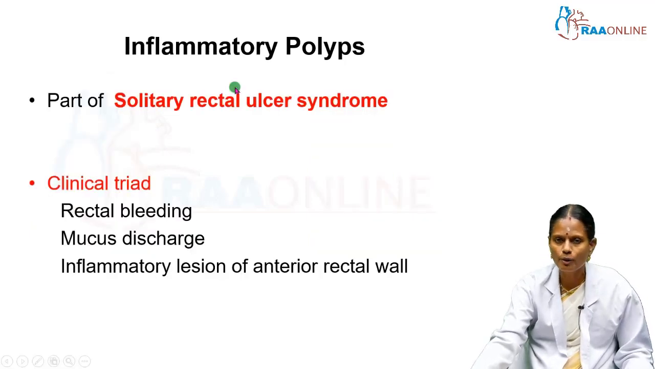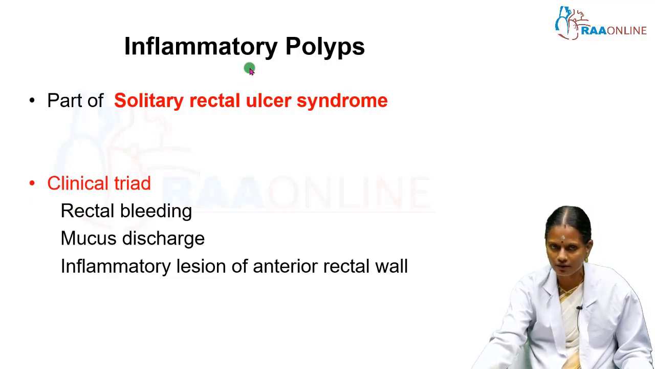The next type of non-neoplastic polyp is inflammatory polyps. They are common in the rectum. They are a part of a condition known as solitary rectal ulcer syndrome. They present with the classical triad of clinical symptoms: rectal bleeding, mucus discharge and an inflammatory lesion of the anterior rectal wall.